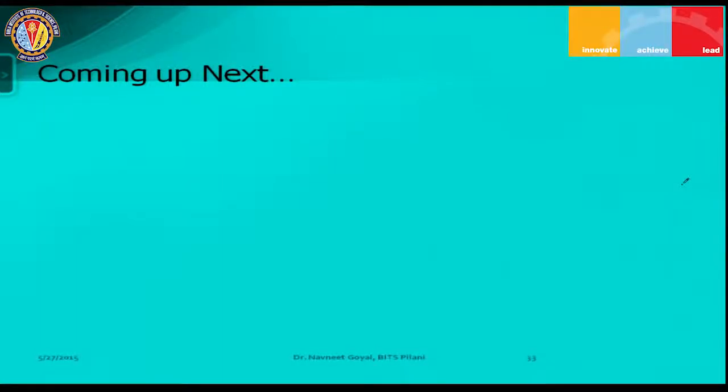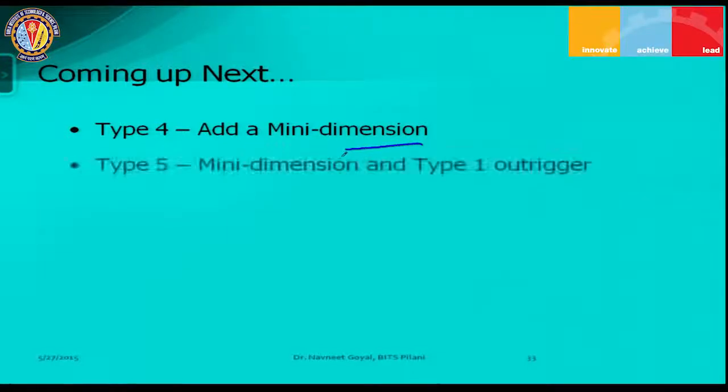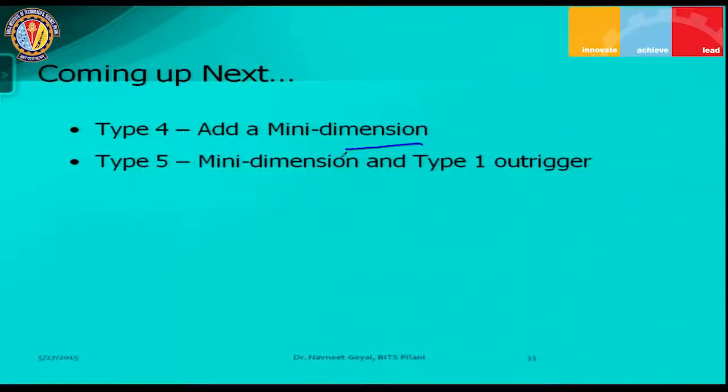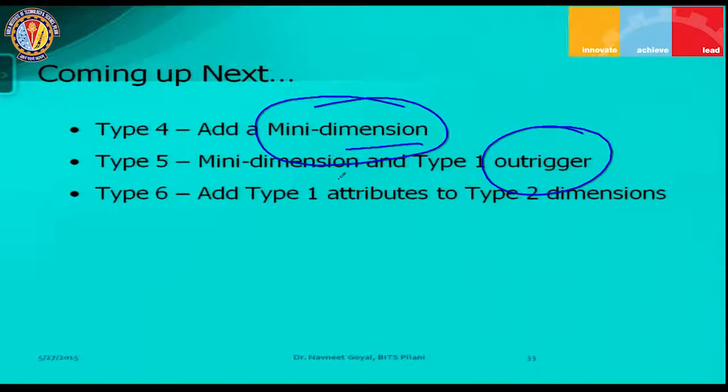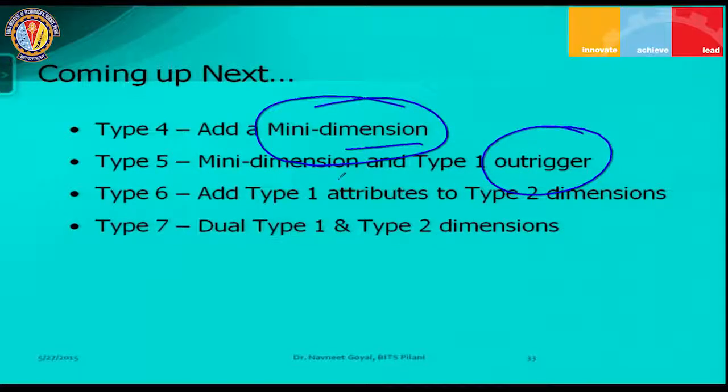Now we have 4 more, which are called type 4. Here we basically mean that we add a mini dimension. I'll not introduce what a mini dimension is, but let me just enumerate. Type 5 mini dimension and type 1 outrigger. These are new dimension modeling concepts, I'll just highlight them. Outrigger, mini dimension, which are similar in some sense, but also there are subtle differences. And then we have type 1 attributes to type 2 dimensions. Okay, we'll discuss this. And then we have dual type 1 and type 2 dimensions.